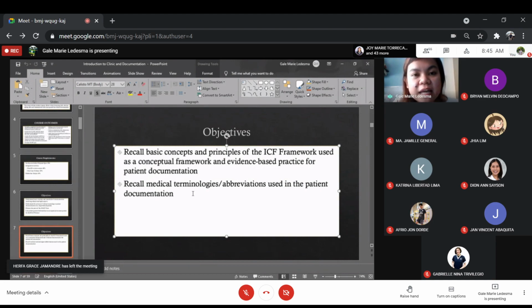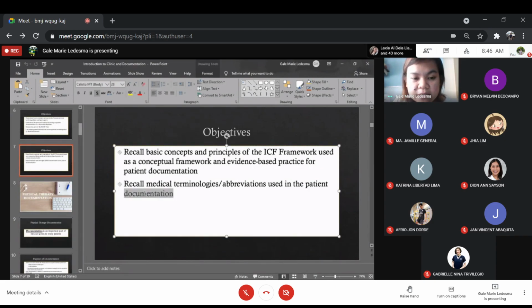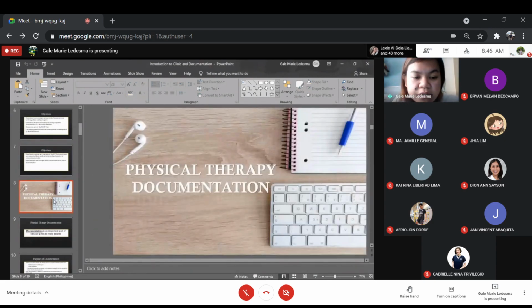The ICF is reflected in our initial evaluation because one of the main reasons is that the ICF is a guide or a tool where the focus is more on the functional outcomes. With the ICF, we see the patient not as a disability. So recall medical terminologies and abbreviations used in the patient documentation. Your worksheet now will be the one to do this. Okay, so physical therapy documentation.